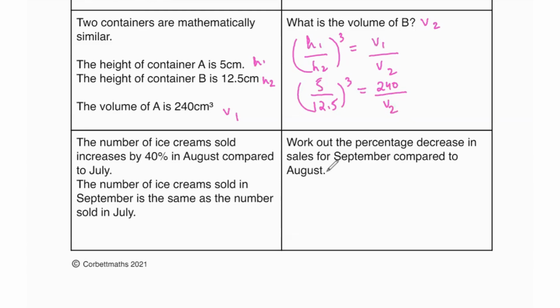In the case it was the area or the surface area, then you would square the ratio of lengths instead of cubing it. So 5 divided by 12.5 whole cubed is 0.064 equals 240 over V2. So V2 would be 240 divided by 0.064, and that's going to give us 3,750 centimeter cube. That is the volume of shape B.